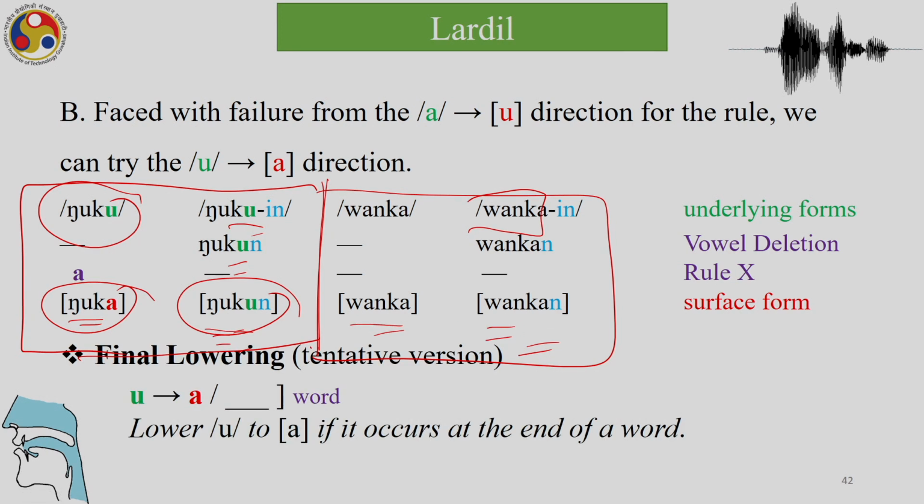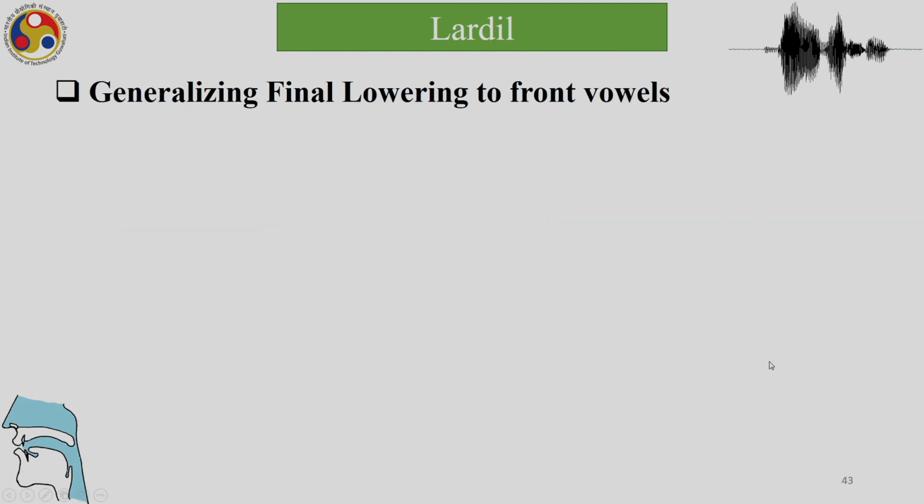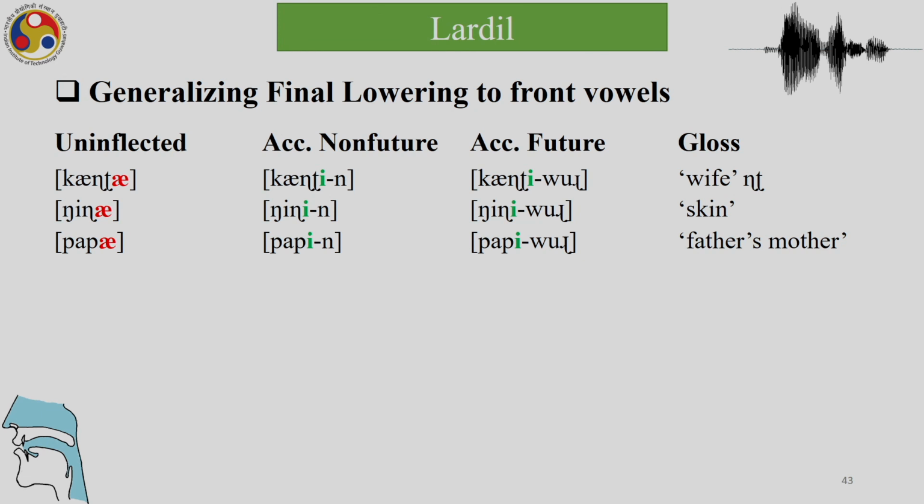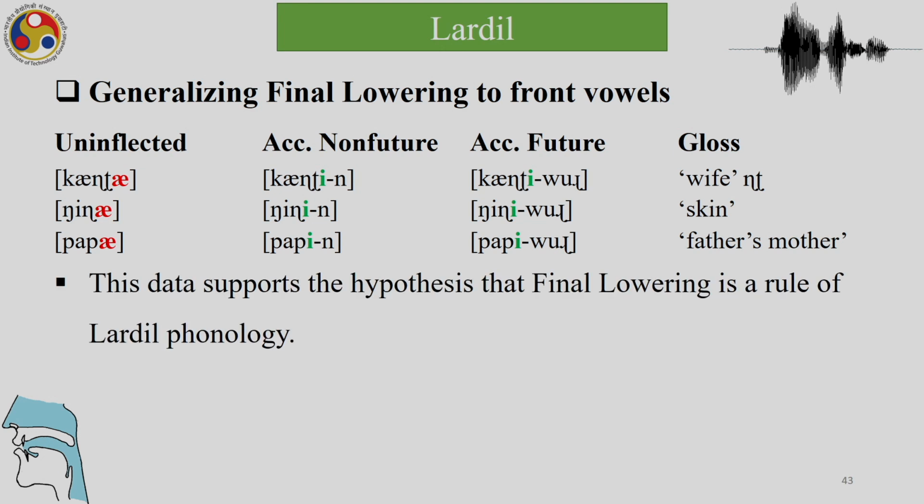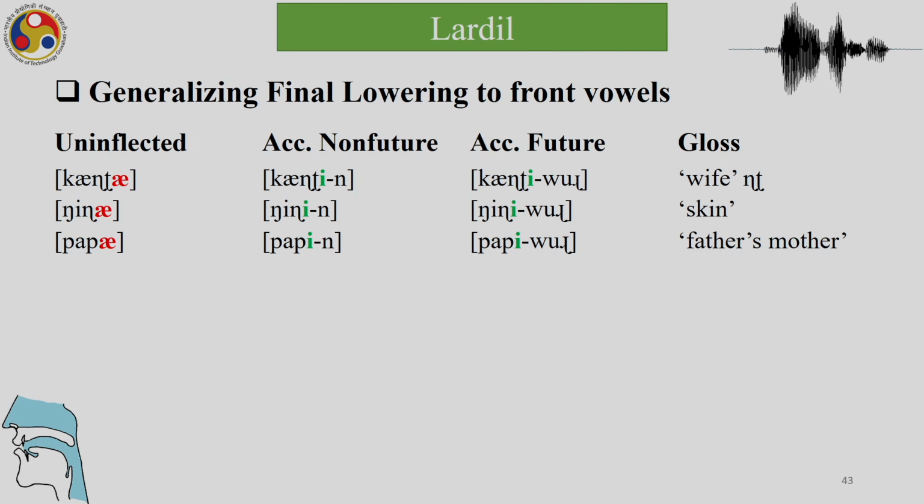So again we can say that Lardil has something called final lowering. U goes to A in the final word position, as you see in this word, Muka. So U lowers to A, and so we get Muka. Lower U to A if it occurs at the end of a word. Now actually we need more data to see what's happening in Lardil. With the data that we have seen so far, we will not be able to say if there is final lowering in Lardil or not.